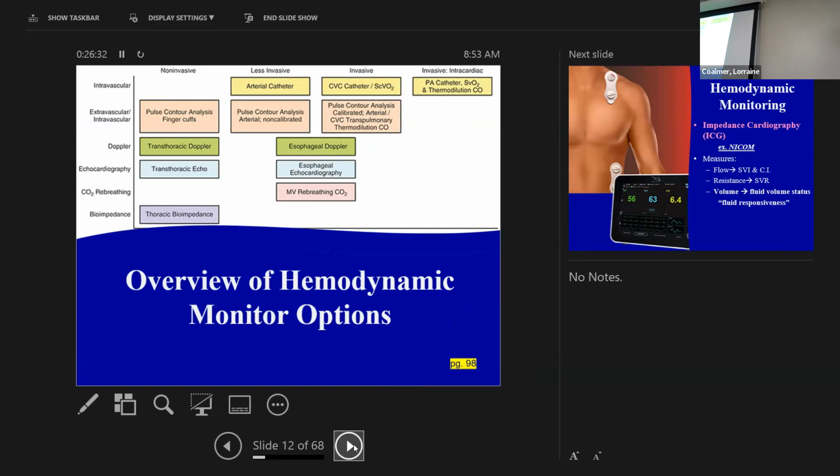So I am going to talk about the bioimpedance, because that's non-invasive. I'm going to talk about an art line, a central venous catheter, and then a pulmonary catheter. There are many other things that we can do, but these are the most common that I'm going to talk about. Do not think that I'm going to ask a question like, please tell me least invasive. That's a silly question.